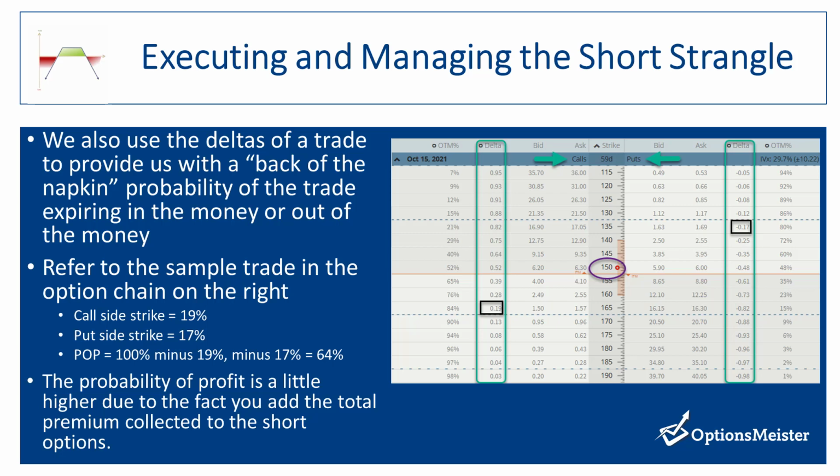Refer to the sample trade in the option chain on the right. The call side would have a 19% chance of expiring at or above the 165 strike. The put side 135 strike would have a 17% chance of closing at or below that price at expiration. To calculate the probability of profit for this trade, start with 100% minus 17% minus 19% equals 64%.